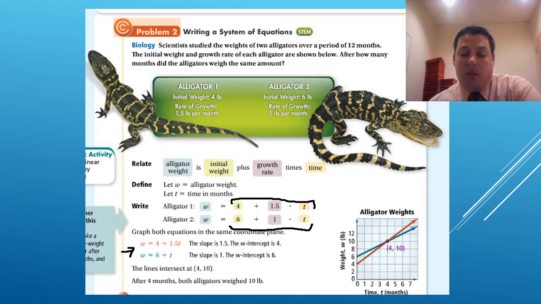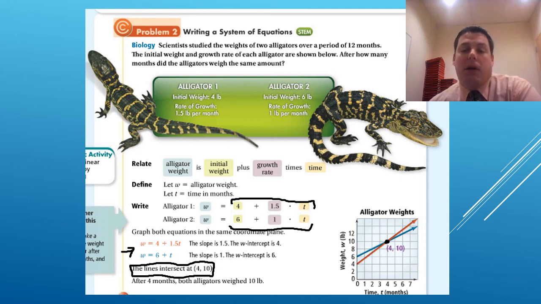Anyway, once they plot the points, they see that they intersected at this point here, which, as you can see, is after 4 months, they both weigh 10 pounds. So that's where the lines intersect.